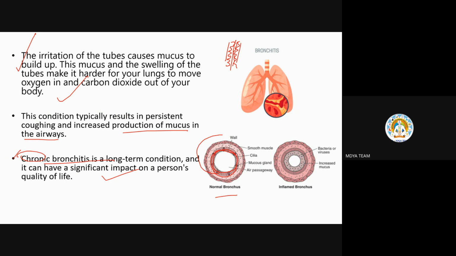When this narrowing down of the passage happens, what exactly happens? This increased mucus or this increased swelling or inflammation is here, which is narrowing down the passage. This hole becomes very small due to this increased mucus and inflammation. So this is a very simple diagram to see and understand with.